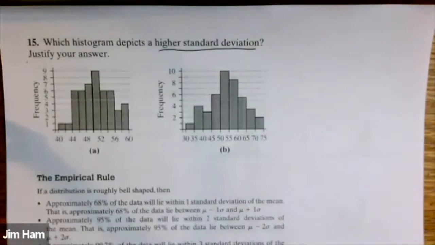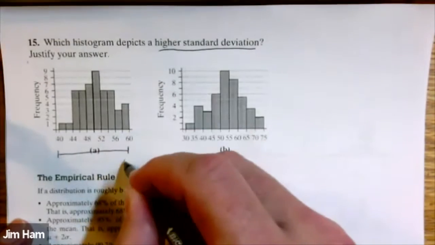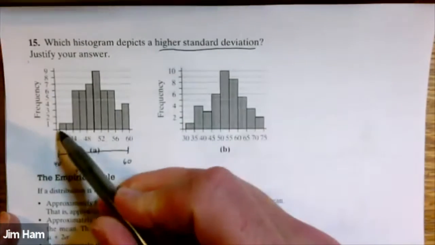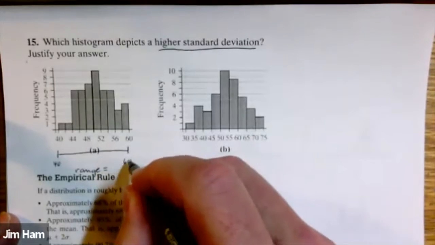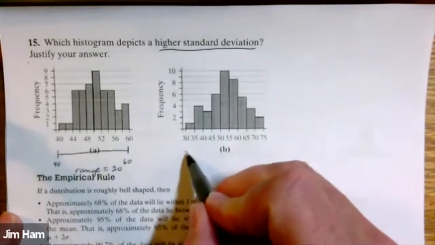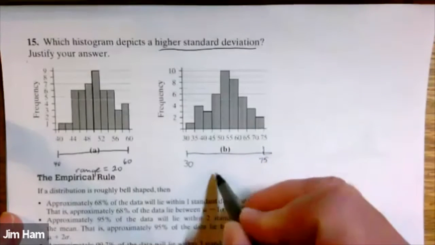So one thing we can do is we can calculate the range of each of these. So it looks like the high point is 60 and the low point is 40. If you take 60 minus 40, you get 20. So the range is 20 for that one. And in this one, the data values range from 30 to 75.